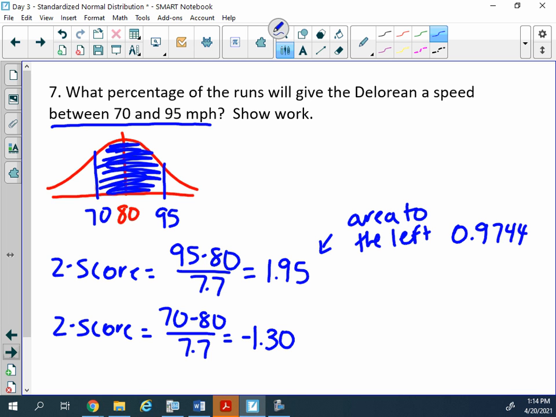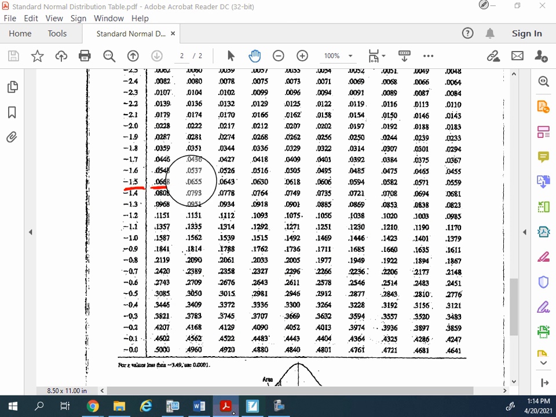Now let's do negative 1.30. Okay, negative 1.3, so I'm here, and then my 0, 0. So I have 0.0968. So that's the area to the left for that z-score.